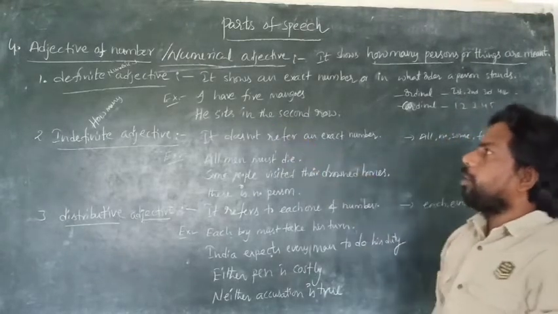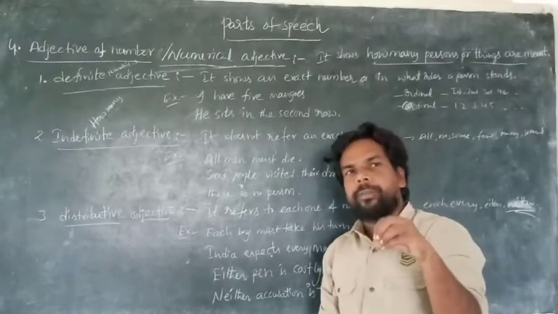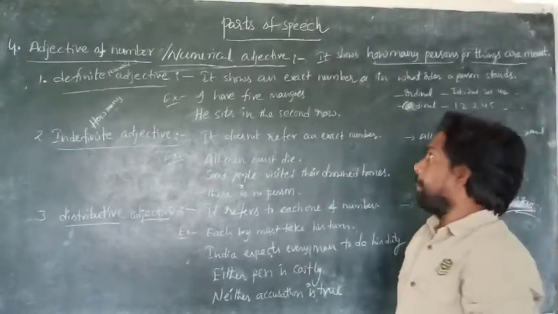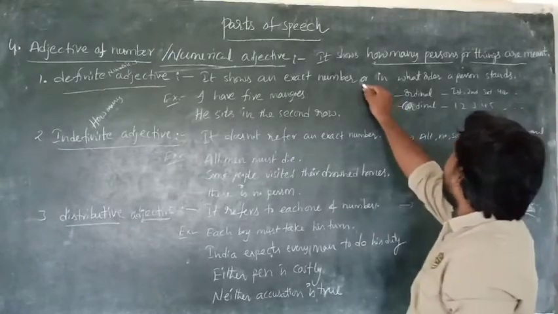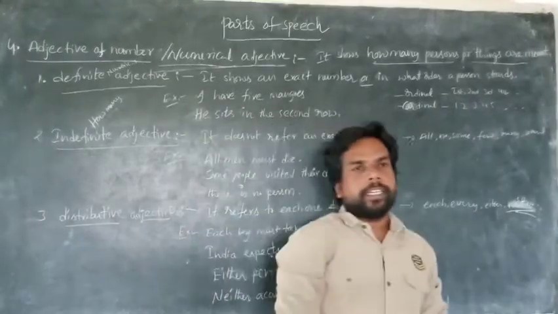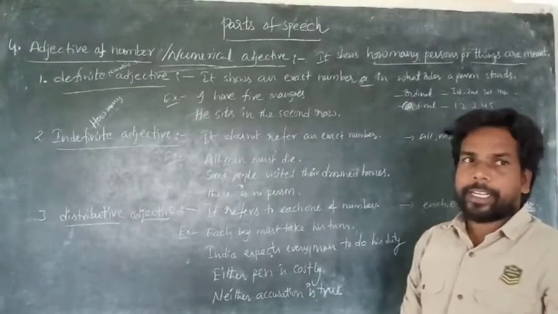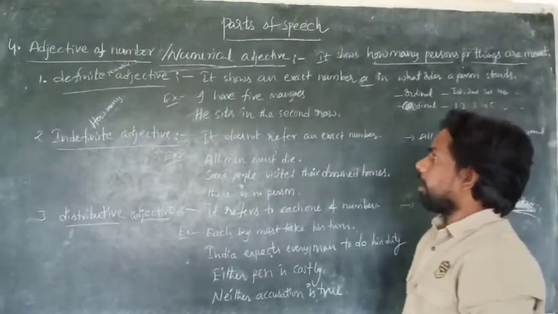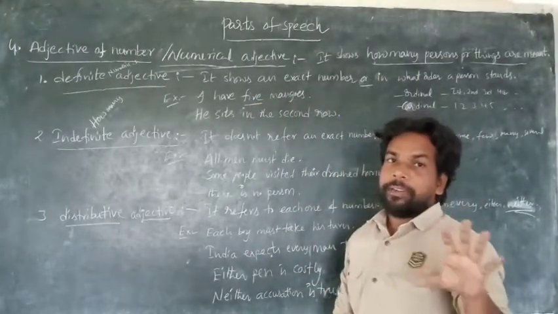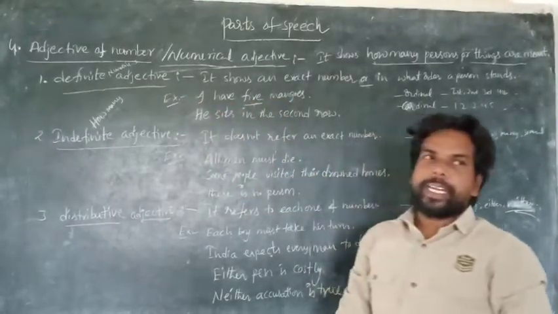Definite numerical adjective shows the exact number, or in what order a person or a thing stands. Is it clear? It shows the exact number and order. Come to the example. I have 5 mangoes. How many mangoes? 5. It's the exact number, so this is called a definite numerical adjective.